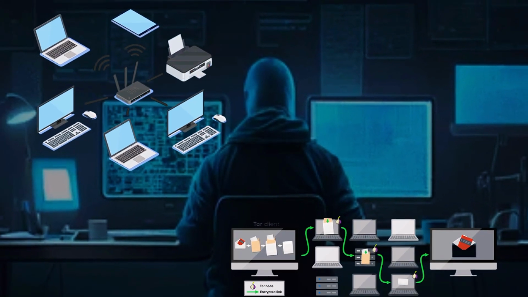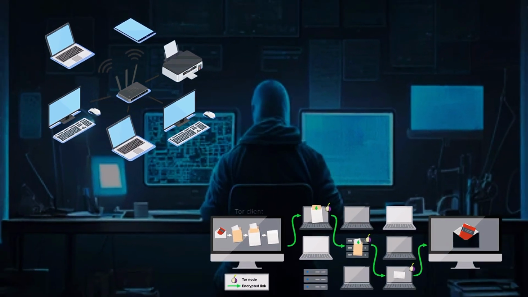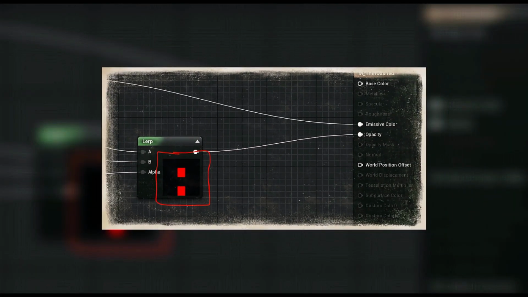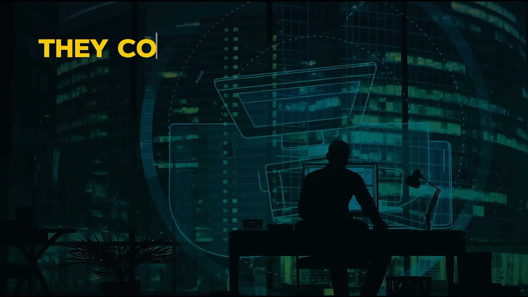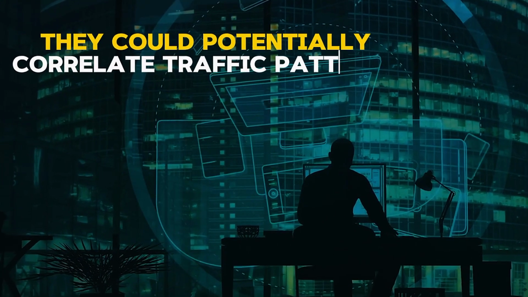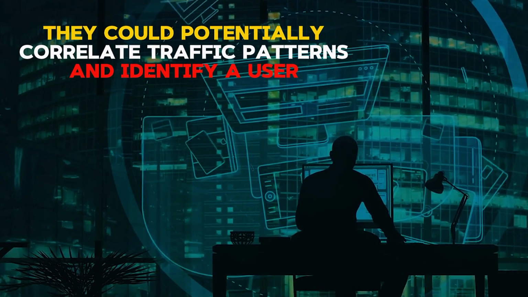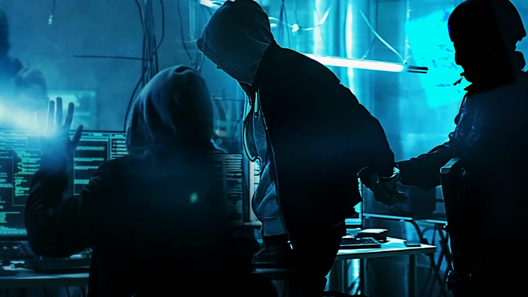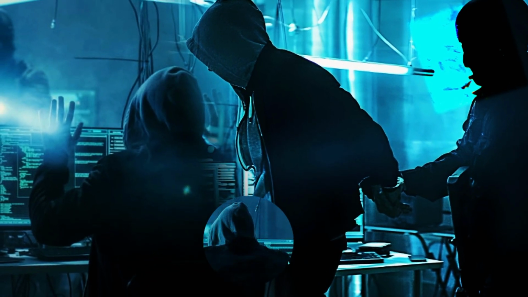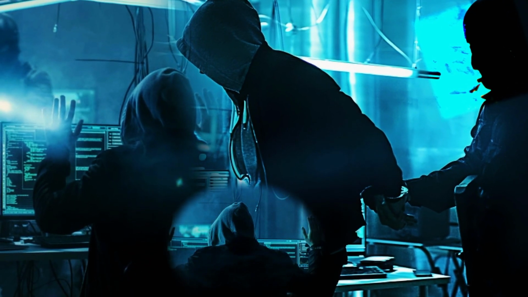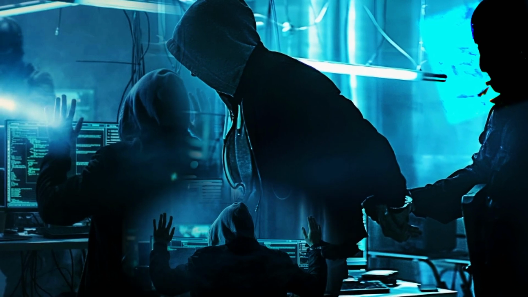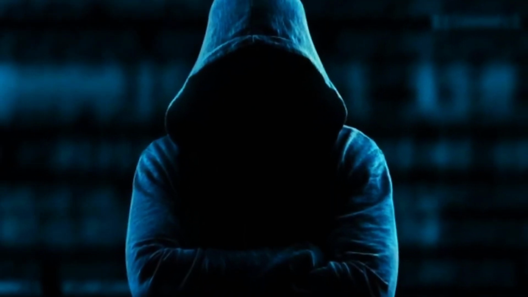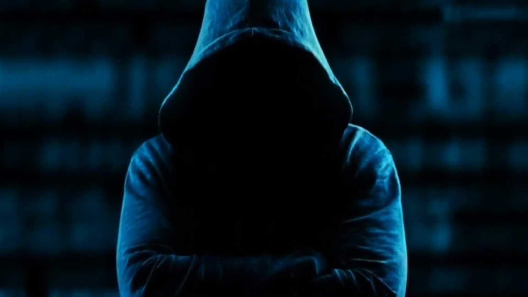Another potential risk is what's known as a traffic correlation attack. In this scenario, if a single actor controls both the first node in the Tor network, the entry node, and the last node, the exit node, they could potentially correlate traffic patterns and identify a user. This is the way that law enforcement and security agencies have used to infiltrate the dark web and track illegal activities. They've even operated their own nodes to collect information.